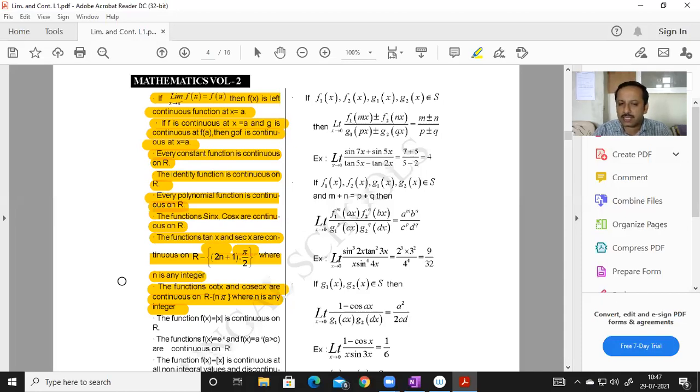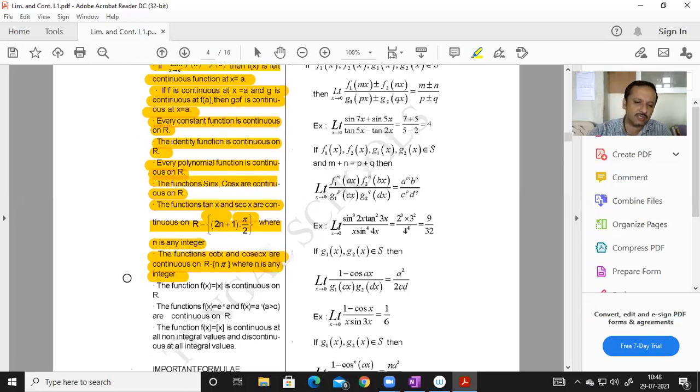So what they are saying is, the functions cot x and cosecant x are continuous on R minus n pi, which indicates the set of all reals except the multiples of pi. At all multiples of pi, it is discontinuous. Everywhere else, it is continuous.